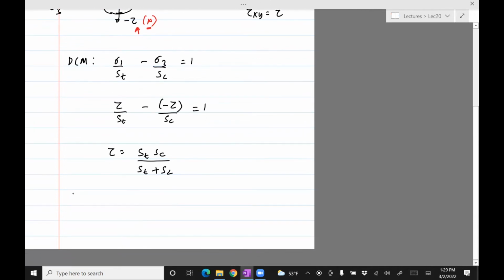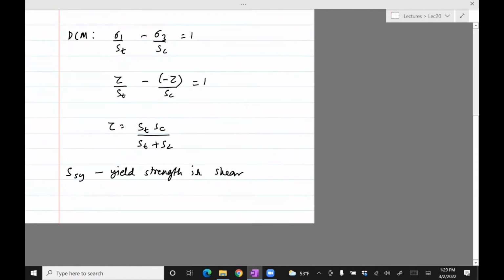Now, usually, just like S is used to denote yield strength in tension and yield strength in compression, we can come up with another measure, which I've called SSY. This is the yield strength in shear, which is when things will fail in shear, and so we can put SSY as tau. So here it is tau. SSY is STSC divided by ST plus SC, when yielding.